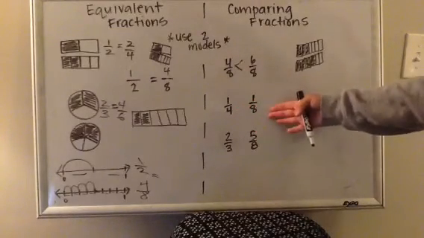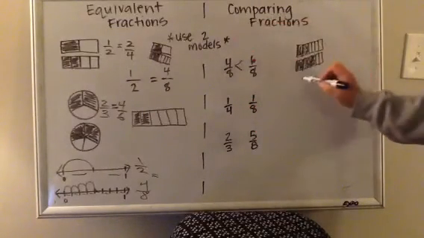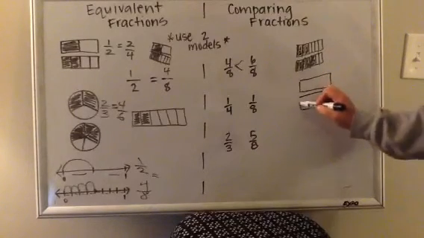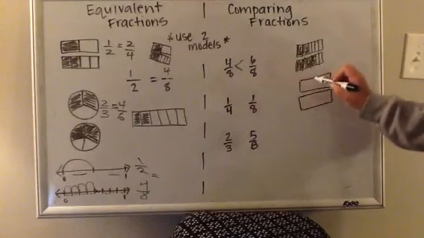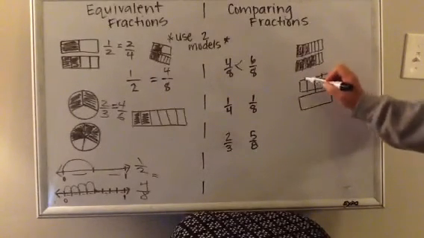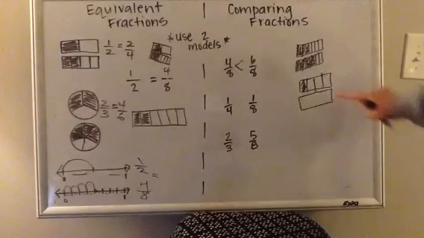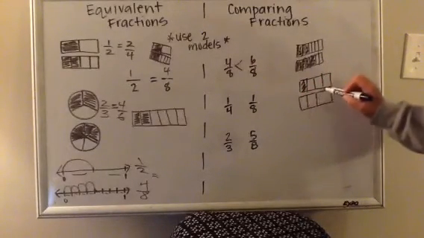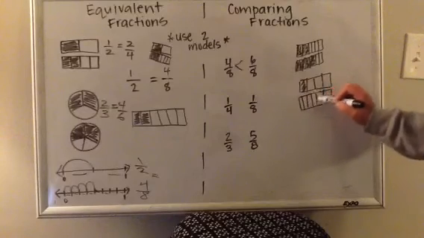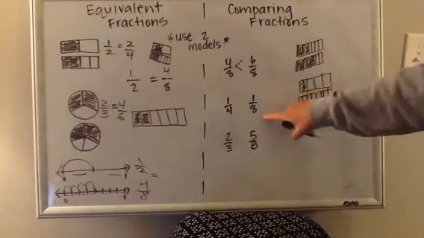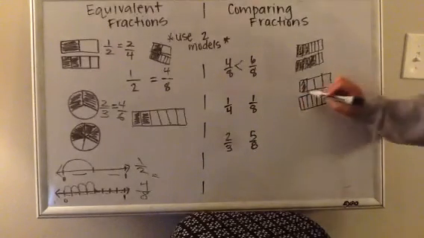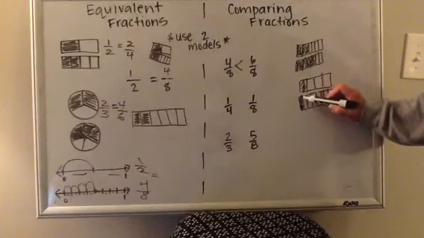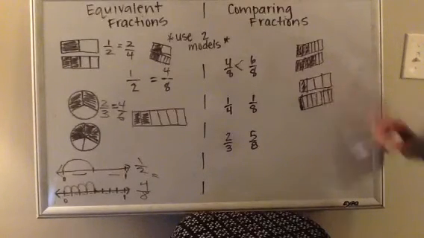Here, two fractions. What am I going to do? Use two models. All right. This time, 1/4. Let me erase a little bit. And this one is 1/8. Now, some people, I've seen this before, they go, oh, this is greater, it has an 8 in it. Watch this. Look how little that piece is. It only goes to there. This one goes to here.